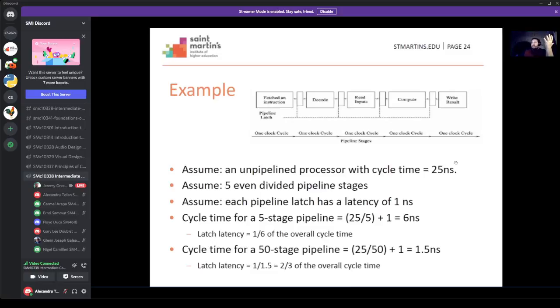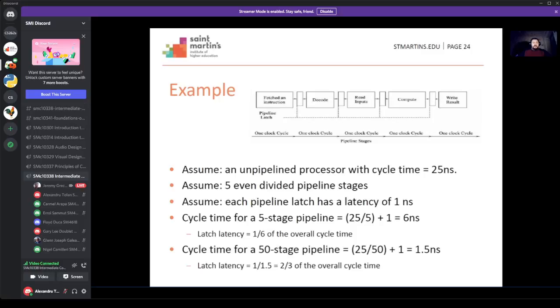So the actual number of nanoseconds you're going to have in order to execute that particular stage, plus 1 being your pipeline latch, means it's going to take 6 nanoseconds to execute and then transfer to the next stage. So in this case, your latency time is going to be 1/6 of the overall time you have on your CPU.